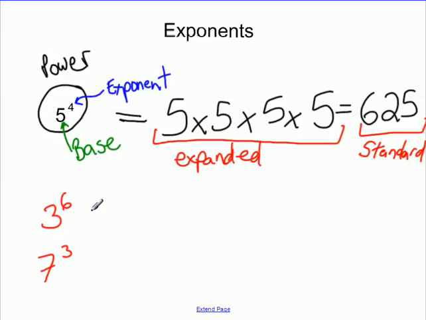Good. Hopefully you've unpaused the video. 3 to the power of 6. So 3 is the base, 6 is the exponent. So that means I'm taking the 3 and I'm going to multiply it by a whole bunch of 3's. In fact, I'm going to multiply it 6 different times. 6 different 3's. 1, 2, 3, 4, 5, whoops. I don't want to write the number 6. I want to have another 3 there.